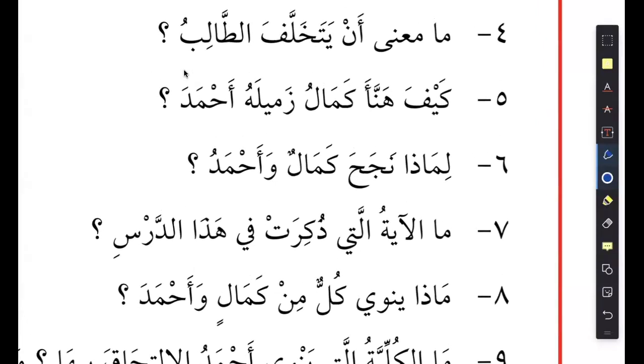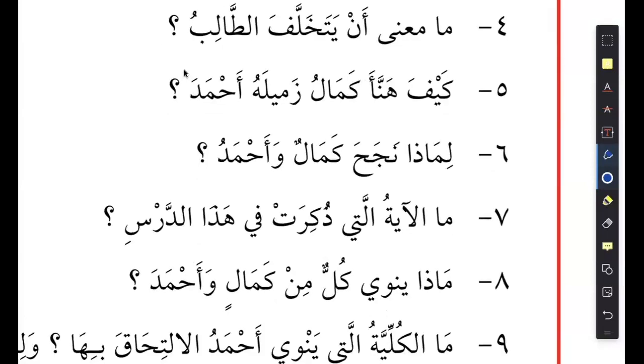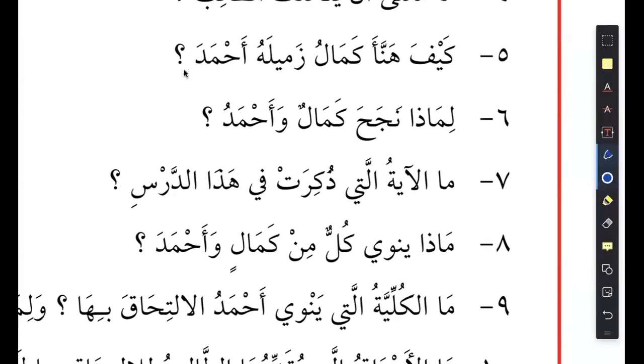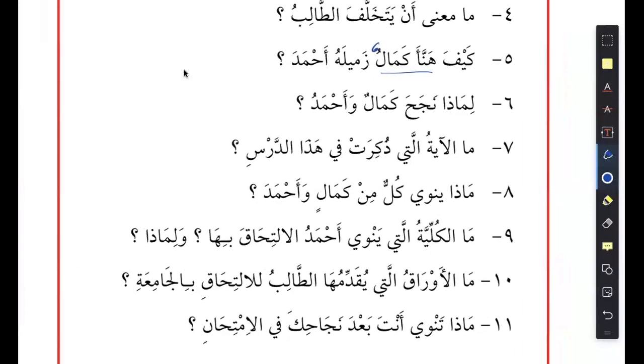Now it says ما معنى أن يتخلف الطالب؟ What does it mean to be يتخلف? We talked about يتخلف. Especially in academic results, it means that you have failed one of the courses. Okay, so you did not completely fail the semester, but at least you have failed one. Then, كيف هنأ كمال زميله أحمد? So how did Kamal give congratulations to his friend Ahmed? All of this you can find from the text.